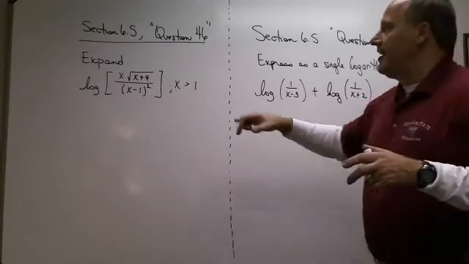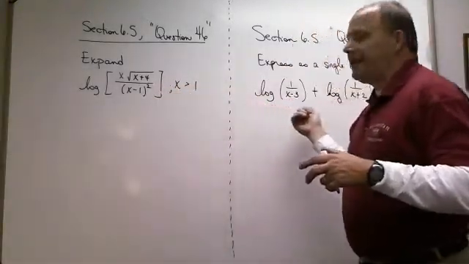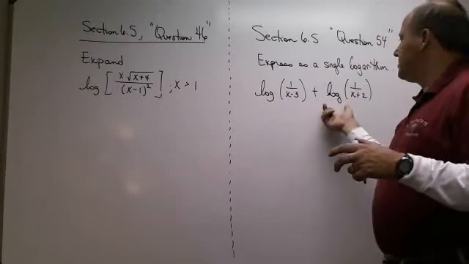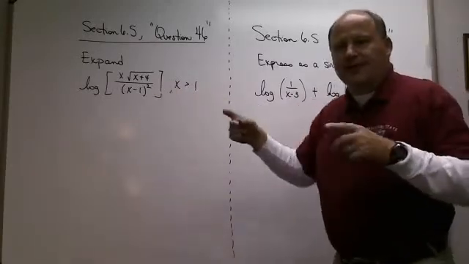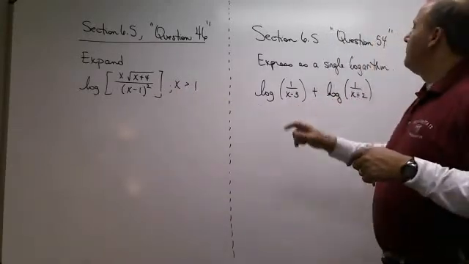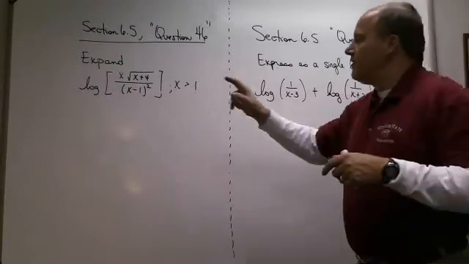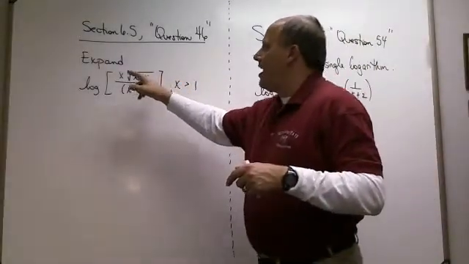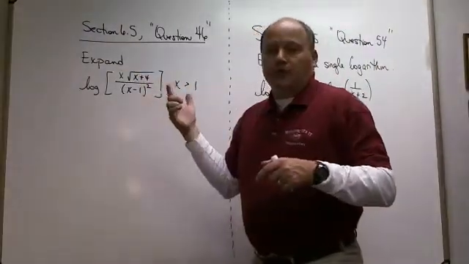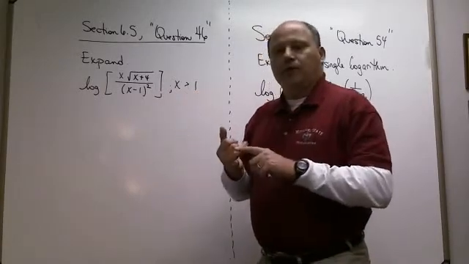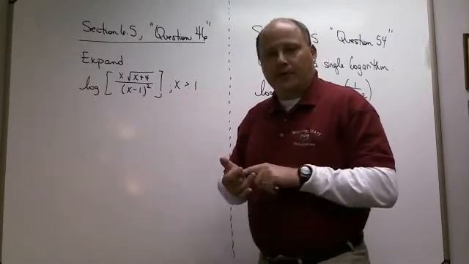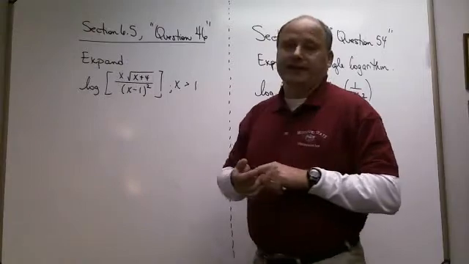So in other words, the answer to this one will look kind of like this one, and the answer to this one will look kind of like this one. So that's kind of what's going on. So this is problem 46 and 54. So let's do number 46 first. And there are actually 3 rules that we talked about: the product rule, the quotient rule, and the power rule. And we're going to be actually using all 3 of these rules.